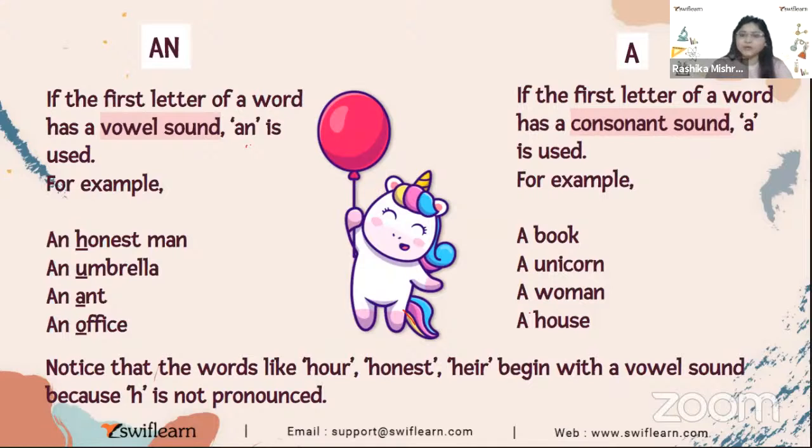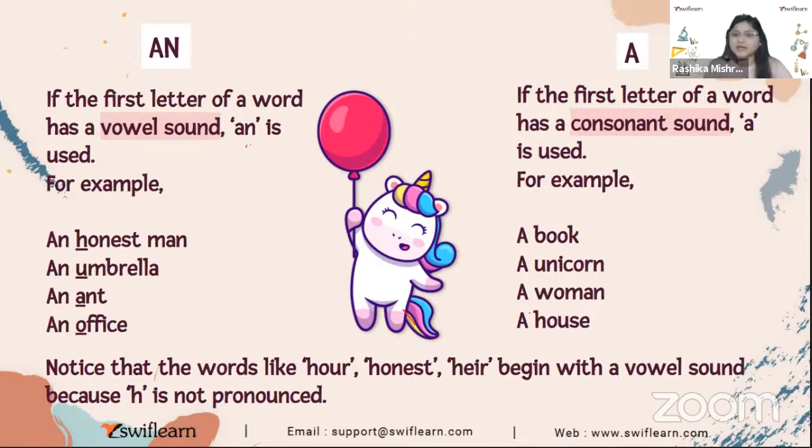In such case we always put an before the noun. Okay. Now let's have another example. An umbrella. When we pronounce the word umbrella, it sounds like it starts with a vowel. That is why we have put an here. And in the same way, an office. Okay, so this is the right formula to apply the article just before the noun.